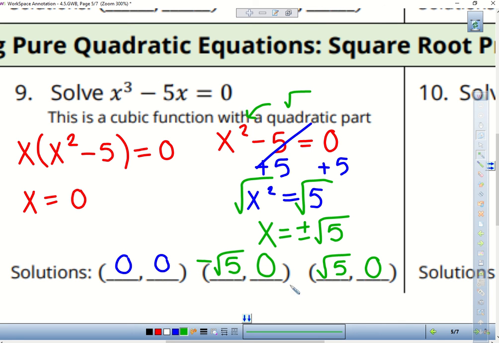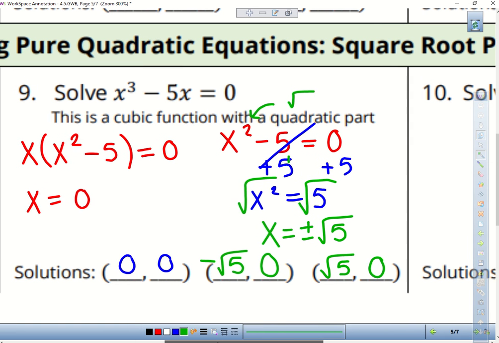Now, we don't simplify radical 5 because the only thing it will give us is a decimal, and we don't want that. So we just leave it as square root of 5. So, does anyone have any questions about that? All right.